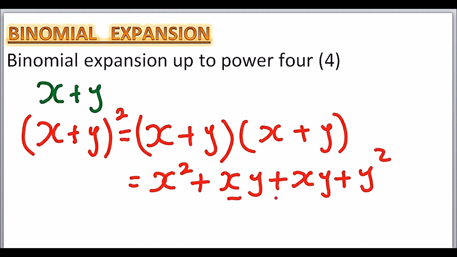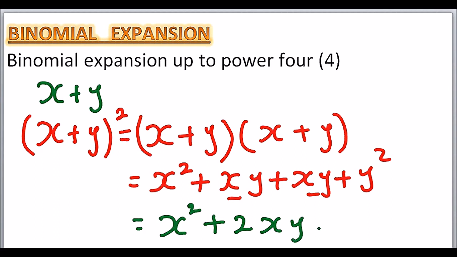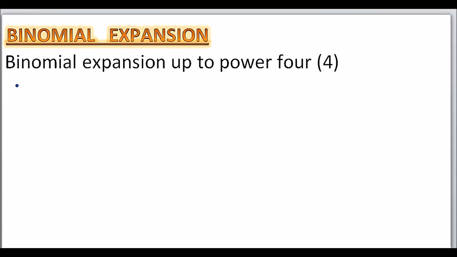So we find that these two terms are common, and therefore we can add them and write our final expression as x squared plus 2xy plus y squared. So that is the expansion of that binomial. In our previous expansion, we dealt with (x plus y) in brackets squared. So this time we will expand (x plus y) in brackets cubed.